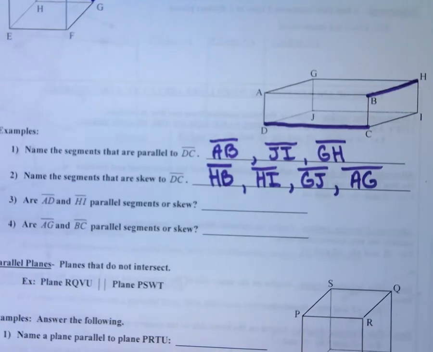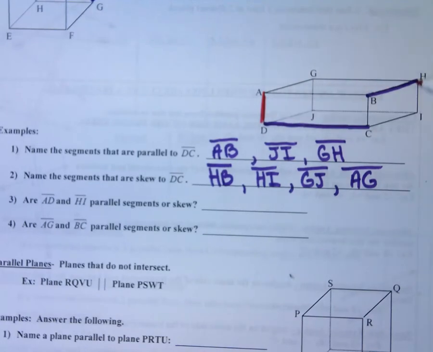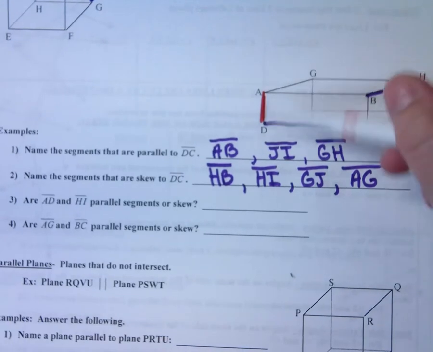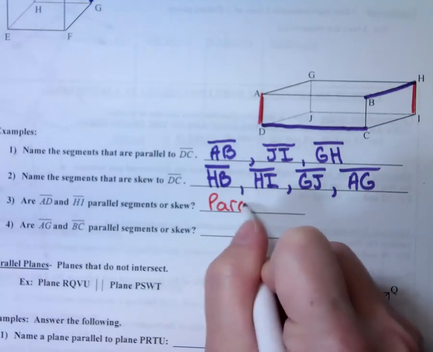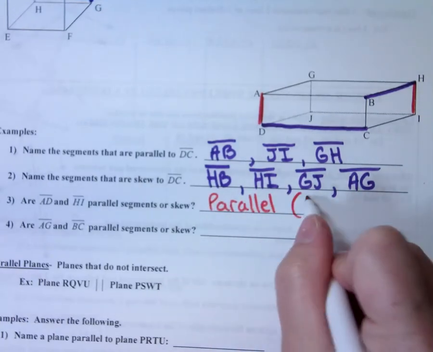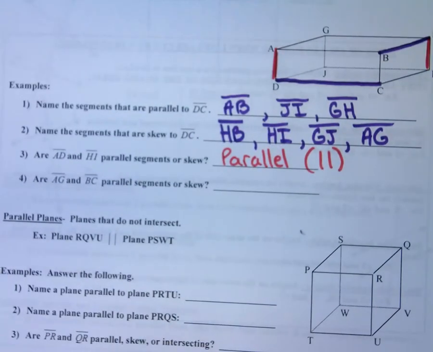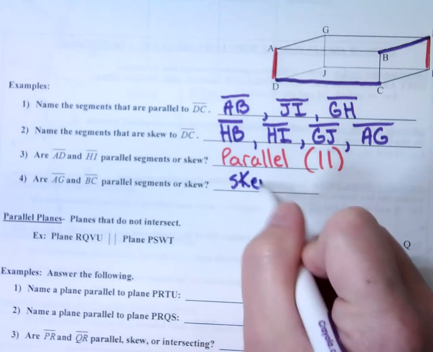Okay, let's go to 3. Number 3 says, are segment AD and segment HI parallel segments or skew segments? Parallel. AD and HI, parallel. And you can either write the word parallel, or if you want to just give me the symbol, two straight up and down lines, I'm fine with that too. It really doesn't matter to me. Okay, number 4 says, are AG and BC parallel or skew? Skew. Good. Skew.